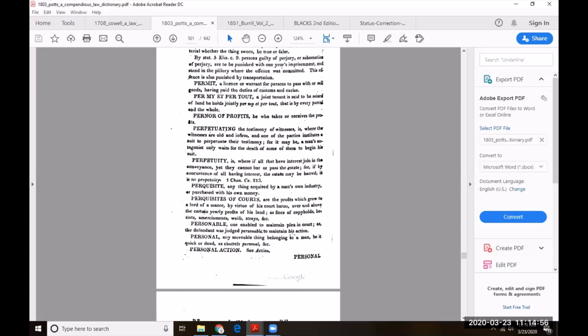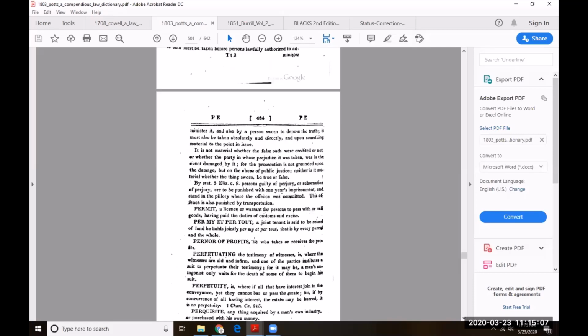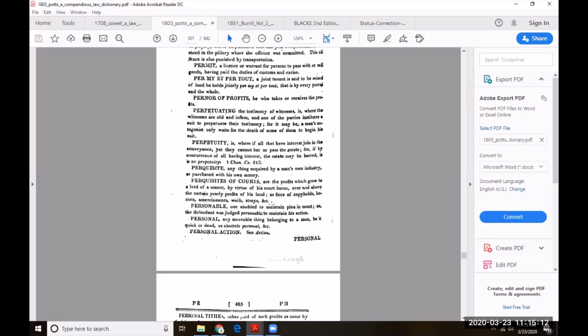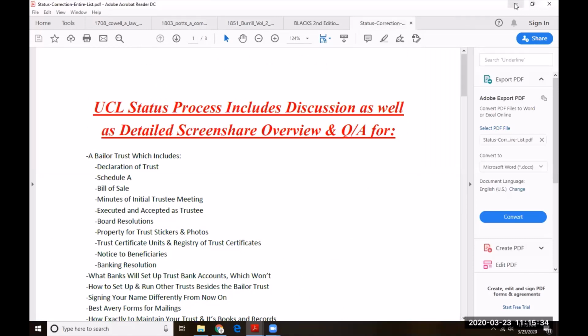And in 1803, we're going to, personalities. Where were we in this one? Perjury, person? I think we were in person. Oh, I'm sorry. In 1803, they did not have the definition of person. So we went to the 1851, which had person, yep, and persona.